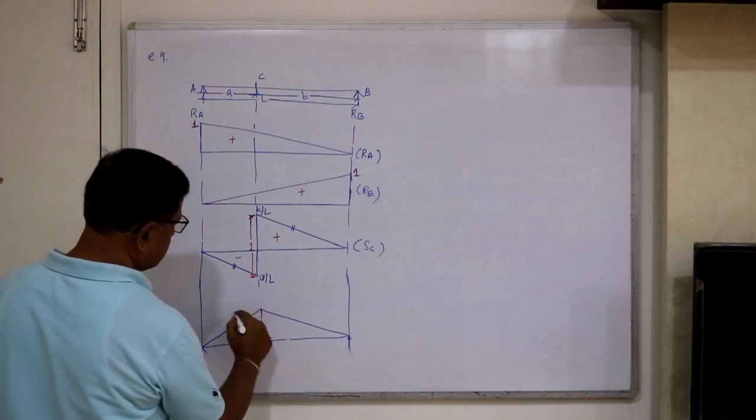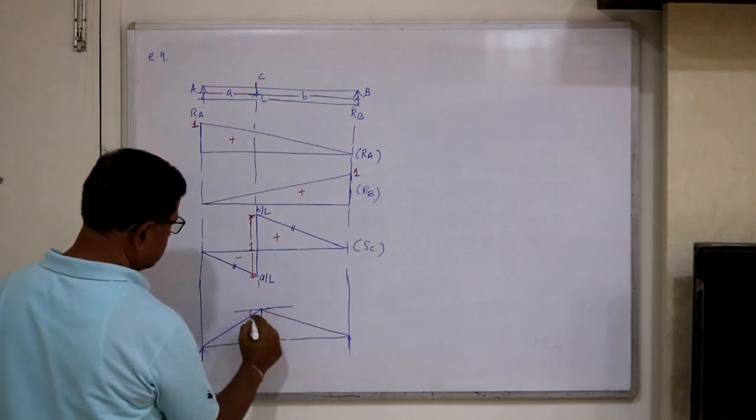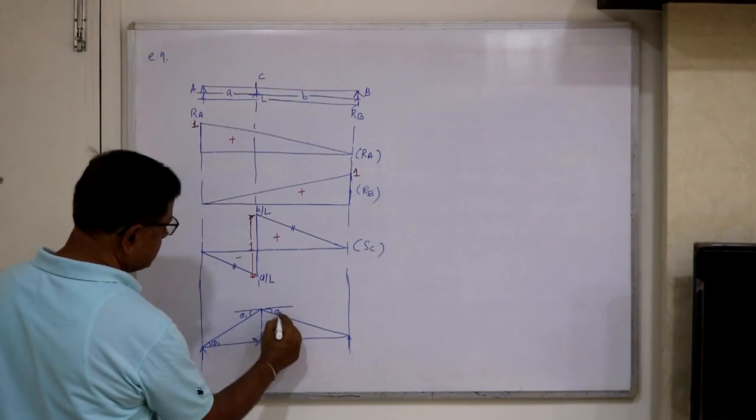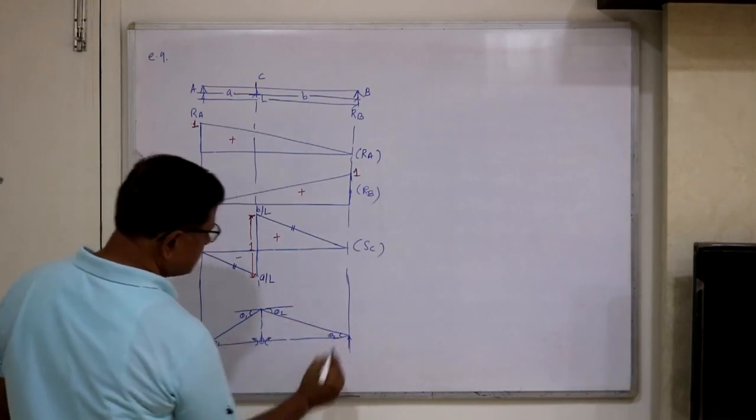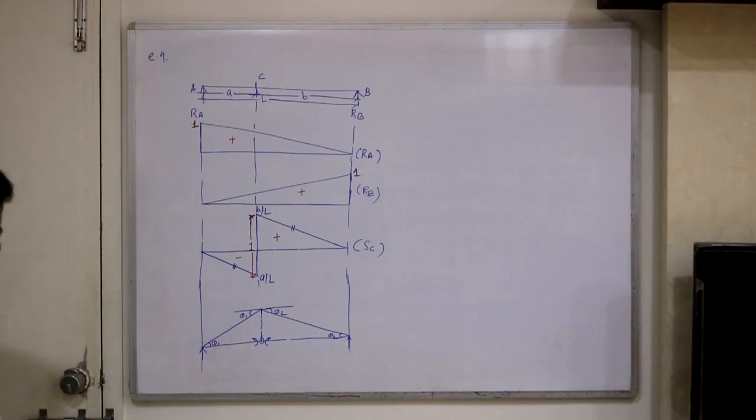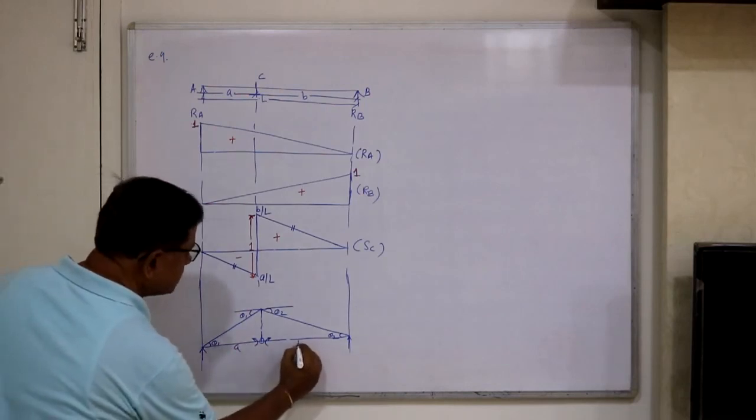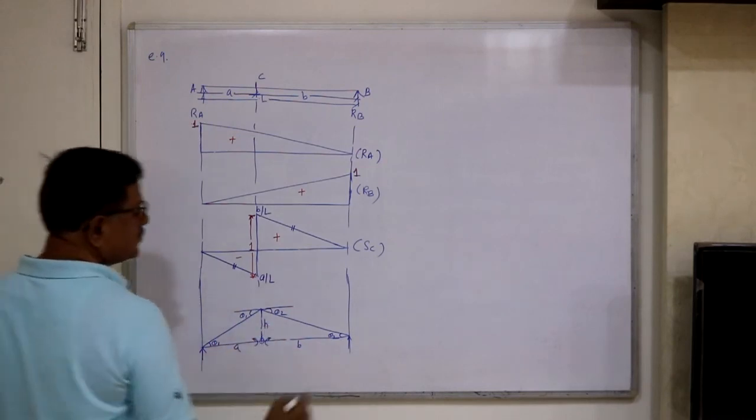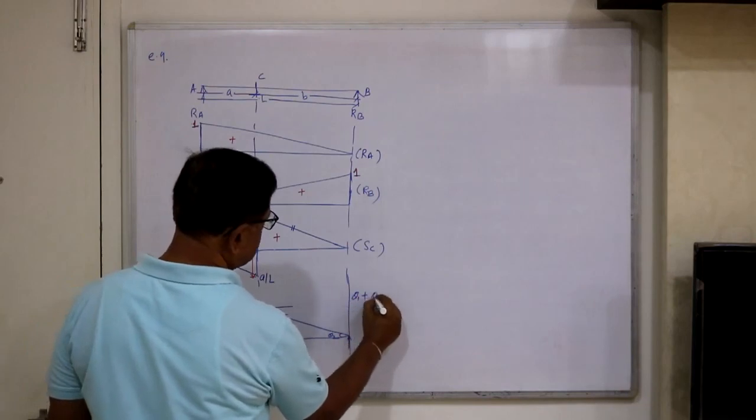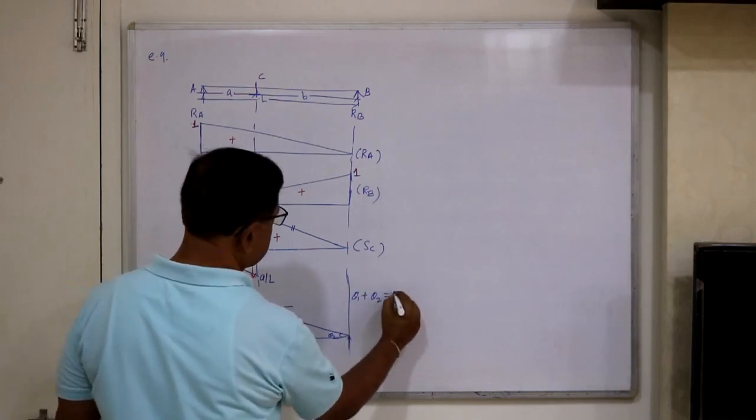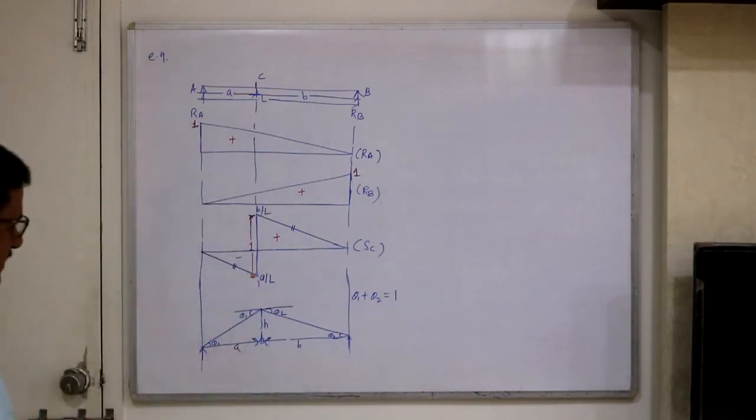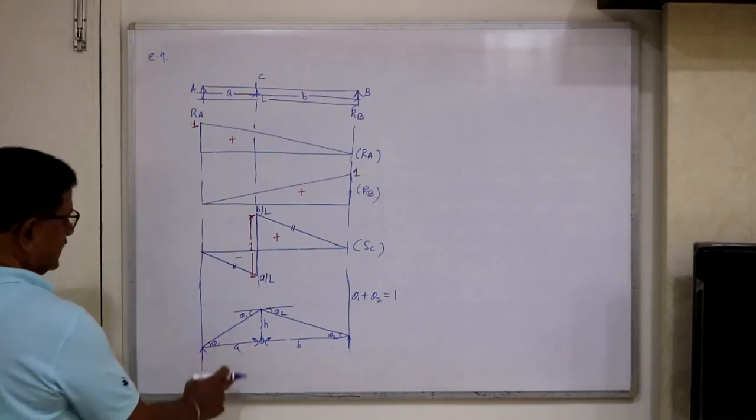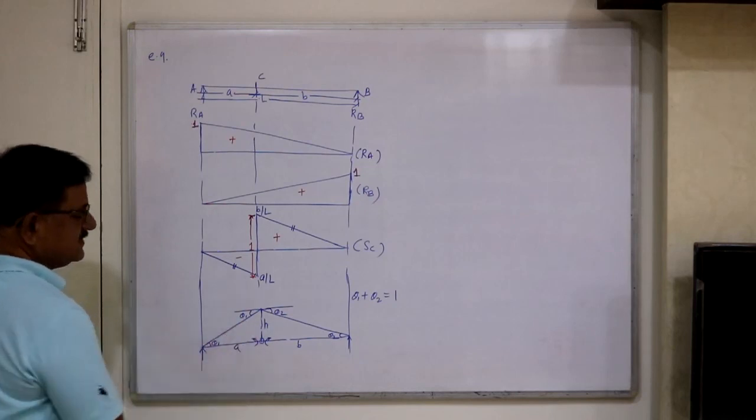How is this ordinate calculated? This angle and this angle are the same, say theta 1, and this is theta 2. We can find theta 1 because we know this distance is a and this distance is b. Our job now is to find h. So we have two relations: theta 1 plus theta 2 must be equal to 1, and again a into theta 1 is equal to h.